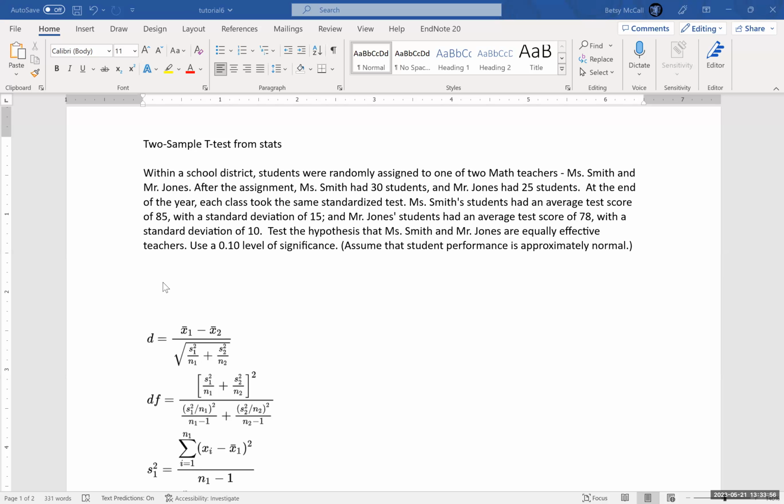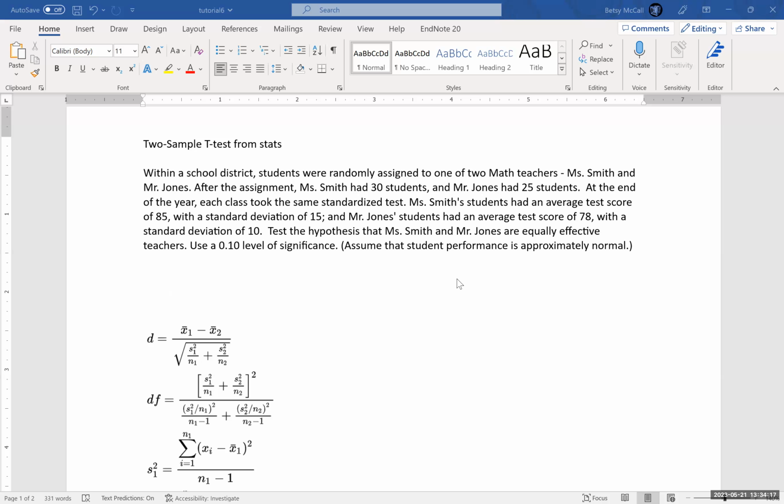In this particular video, we're going to look at calculating the unpooled two-sample t-test. The unpooled test is not going to assume that the variances are equal, whereas the pooled test, which we'll do in another video, assumes that the variances are at least approximately equal.